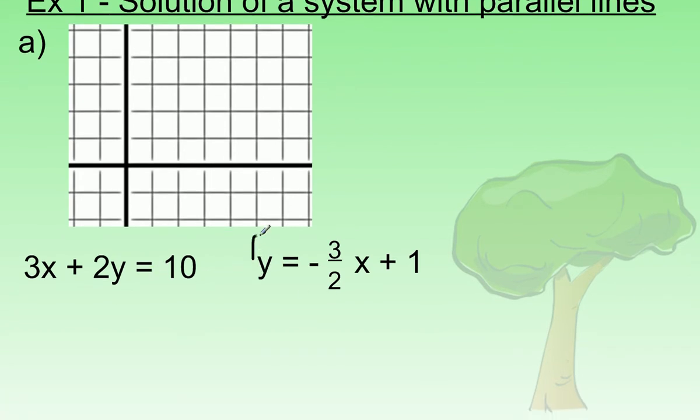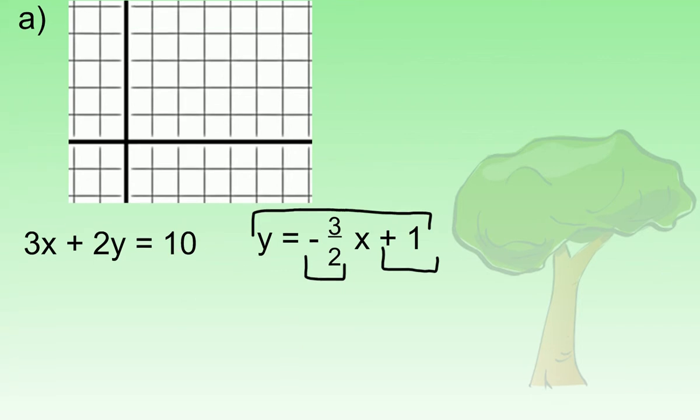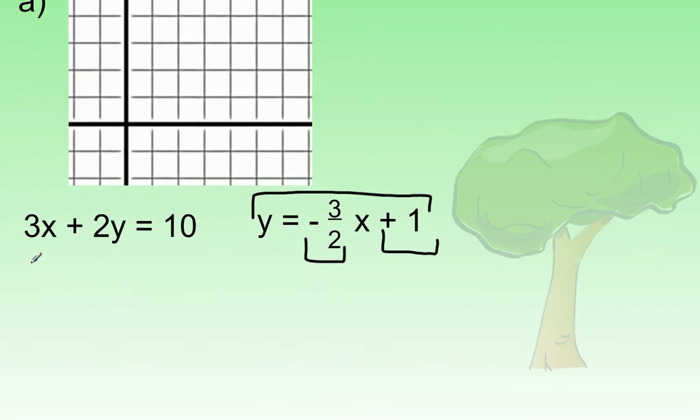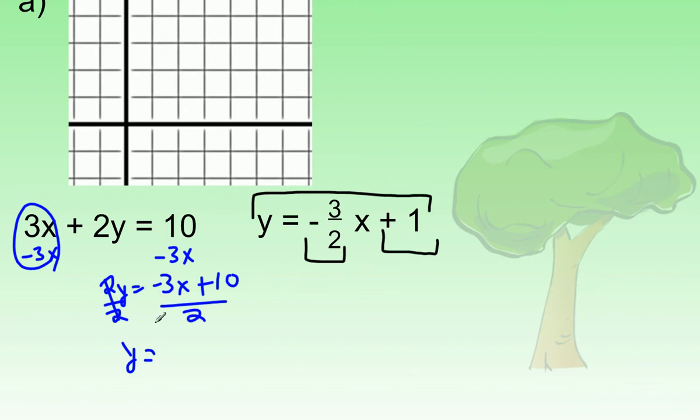We already know this first equation is in slope-intercept form. This is our slope. This is our y-intercept. Let's take this second equation and put it into slope-intercept form. So we're going to solve for y. I'm going to start by subtracting 3x. We have 2y equals negative 3x plus 10. Divide by 2. Y equals, this is a fraction that does not divide, so I'm just going to leave it as a fraction, negative 3 over 2 x. 10 divided by 2 does work, and that's just 5.